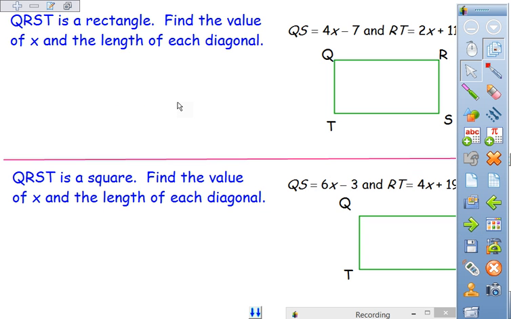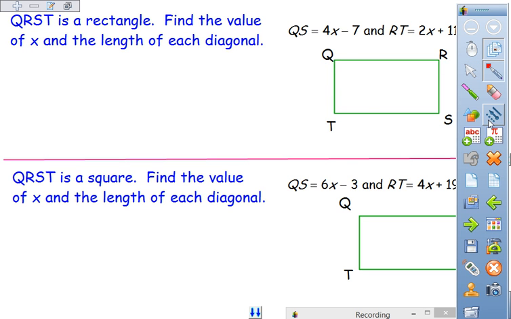So here is the question. QRST is a rectangle. Find the value of x and the length of each diagonal. So I went through and I sketched this rectangle knowing that Q had to connect to R, R to S, S to T. So this is what I came up with.